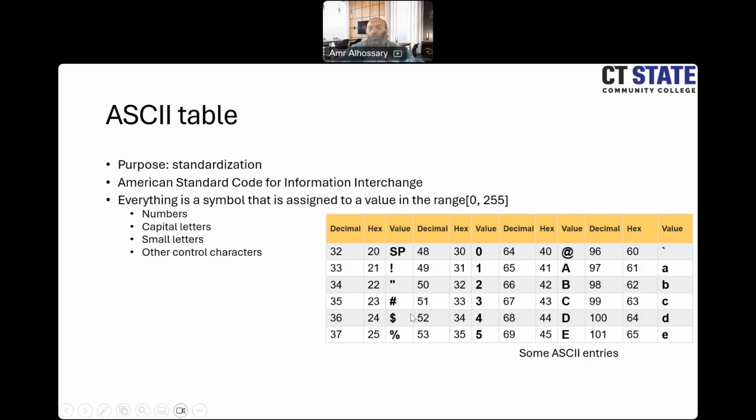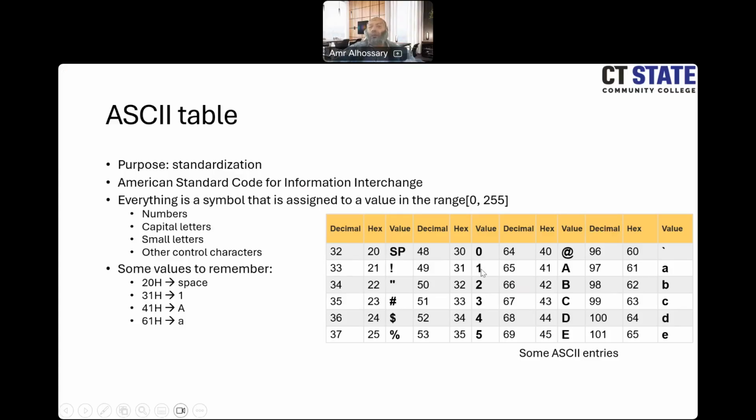Here I am showing some of the ASCII entries, the most famous and interesting entries. So here I see the value in decimal and hexadecimal system. The decimal is the one we know. The hexadecimal you will study later. But I want you to remember some numbers that will help you throughout your computer science journey. The space here is at 20 hexa, which is 32 decimal. So the space is number 32.